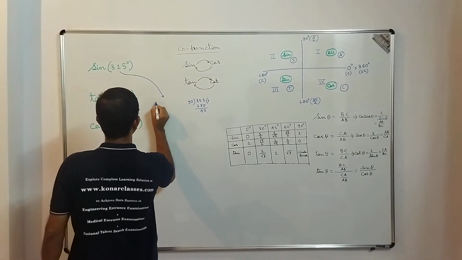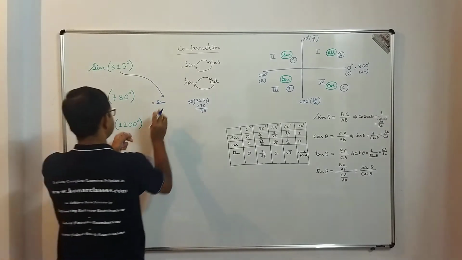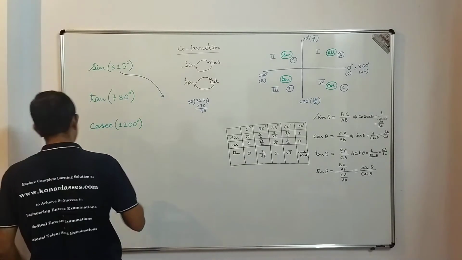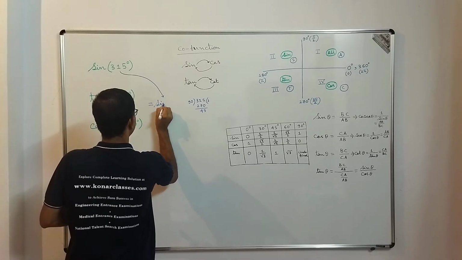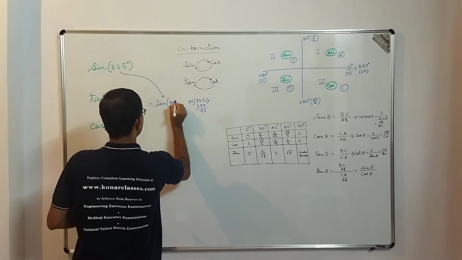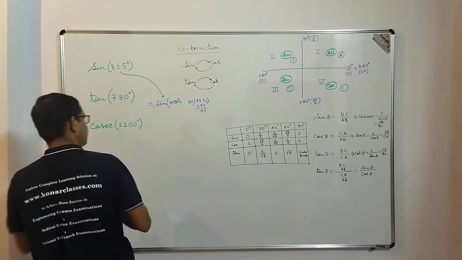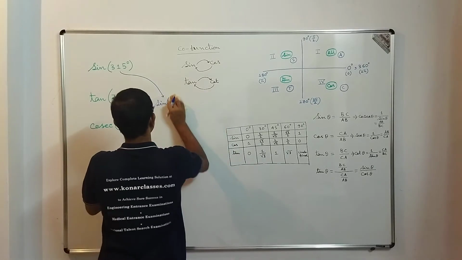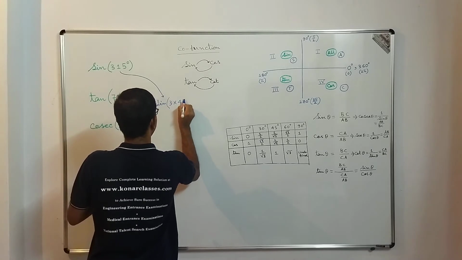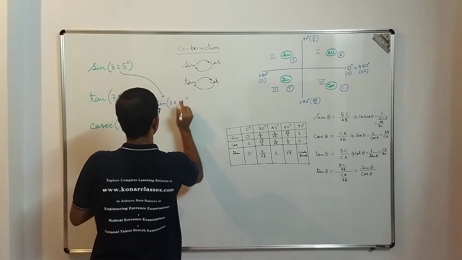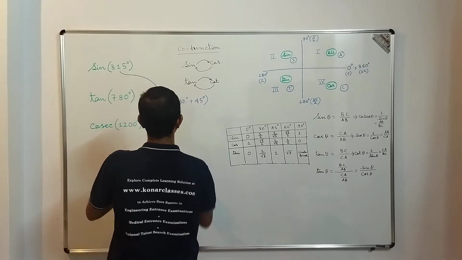So what we write? Sine 315 degree is equal to sine of, let me write a little larger, otherwise students are reporting that it is not very clearly visible. So it is sine of 3 into 90 degree plus 45 degree.